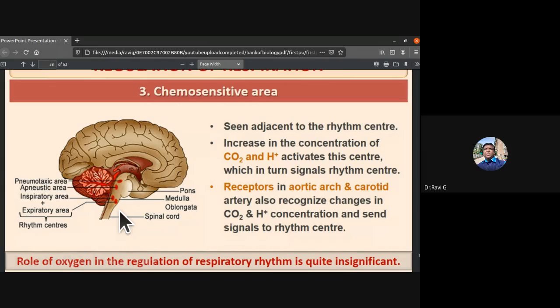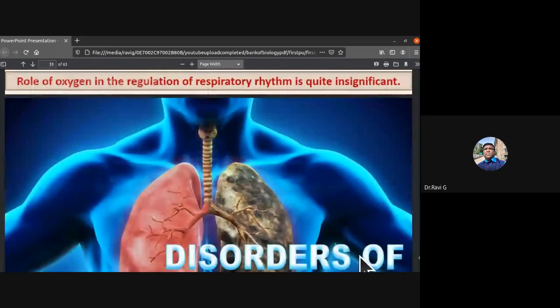The receptors in the aortic arch and carotid artery also recognize the change in the carbon dioxide and hydrogen ion concentration, and they send signals back to the rhythm center. Okay, the role of oxygen in the regulation of this respiratory rhythm is insignificant.